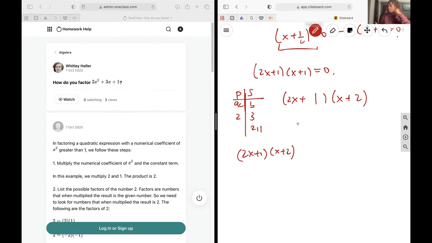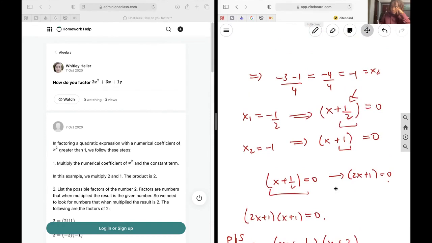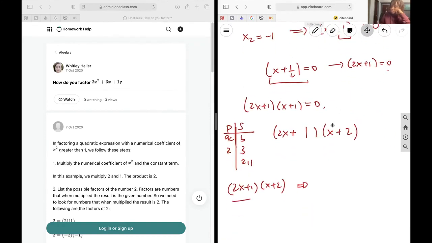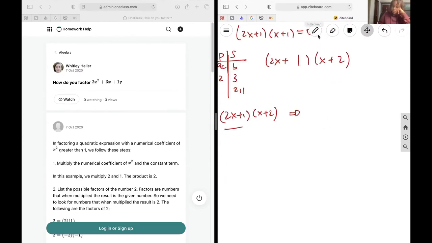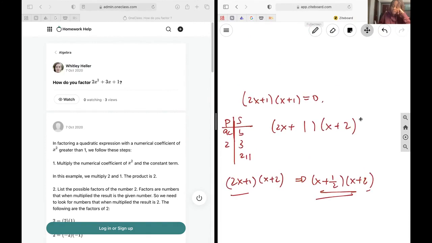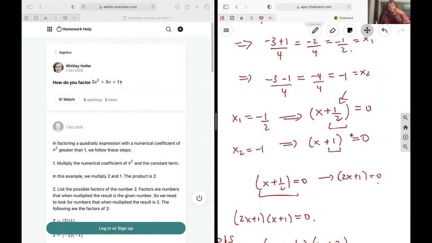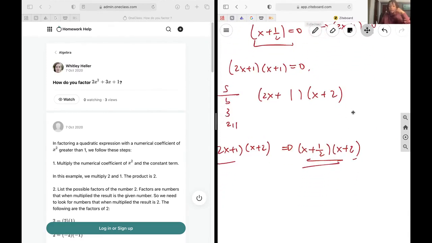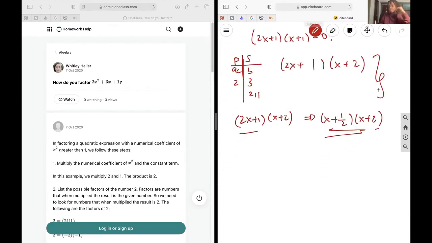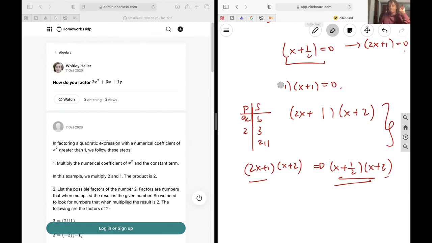Now let's divide out the 2 now to leave me with x plus 1 over 2 and x plus 2, which is not what I was looking for, because what I was looking for was x plus 1 over 2 multiplied by x plus 1. And so I can already tell you right here, product sum is not the best method to use when you have an a that is non-1. So let's go about checking a different method.